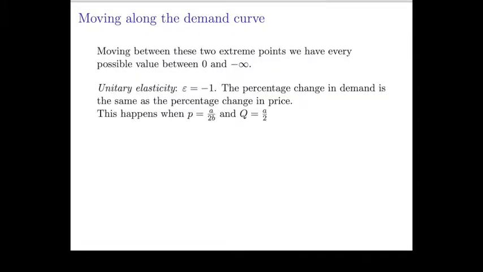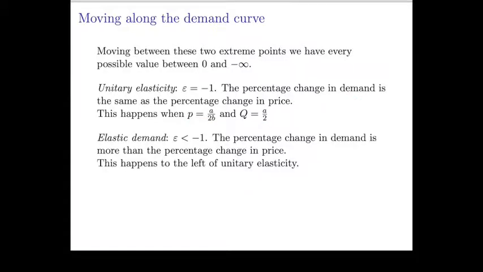When elasticity is exactly equal to -1, we say that this is unitary elasticity. So the percentage change in demand is exactly equal to the percentage change in price. For our particular example with the linear demand function, so when Q equals A minus B times P, that's going to happen at the price A over 2B and the quantity Q equals A over 2.